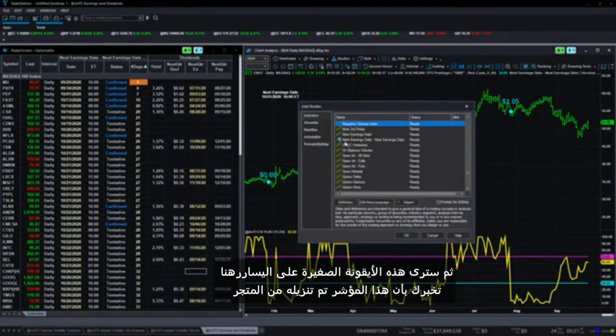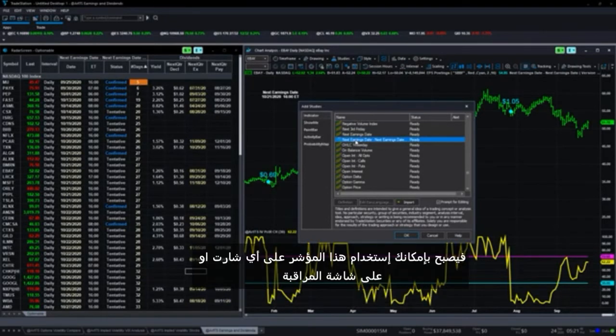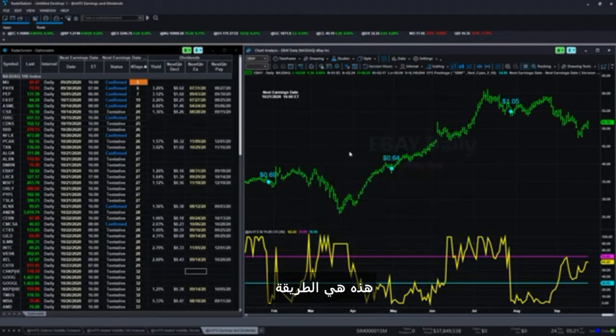And if you come down to next earnings date, you'll see this little icon here to the left. That tells you that comes from the store. That's next earnings date. And you can add that into any chart, or you can add that into Radar Screen. And that's how that works.